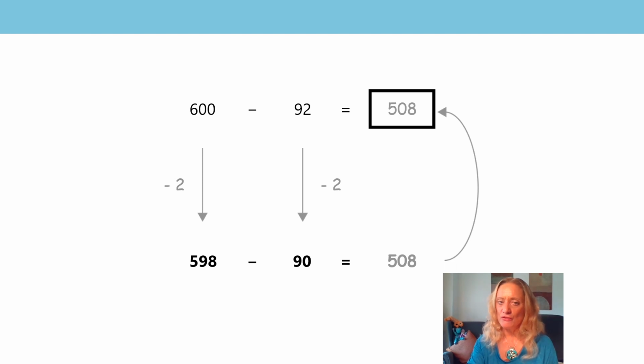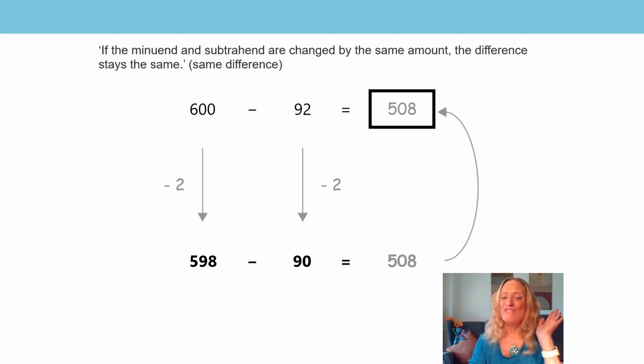We're making all kinds of important decisions here, aren't we? We're looking at the size of the numbers, we're looking at the relationships, we're looking at what known facts we know, and how we can alter the calculation, transform the calculation, just to make it easier for us to manipulate in our minds. Fantastic. So what's the difference for the original calculation? It's 508. Fantastic.